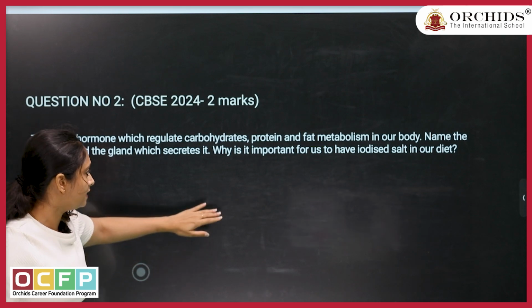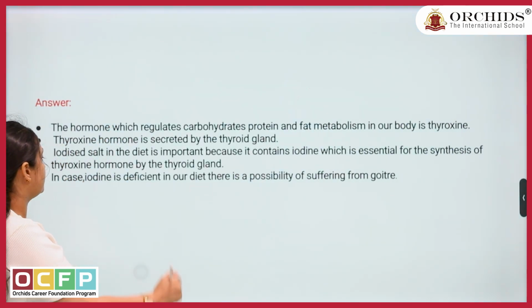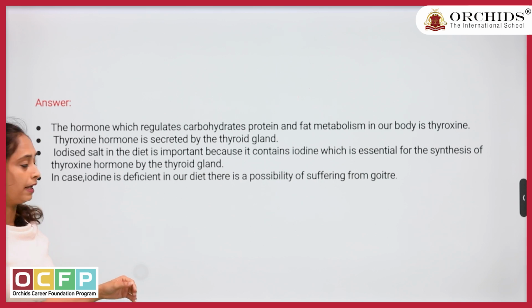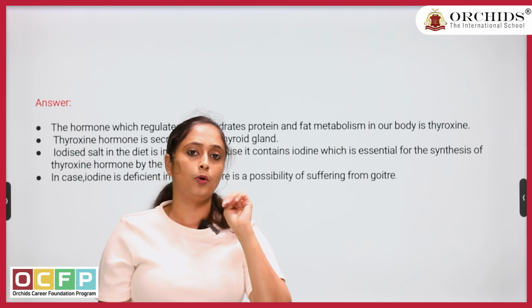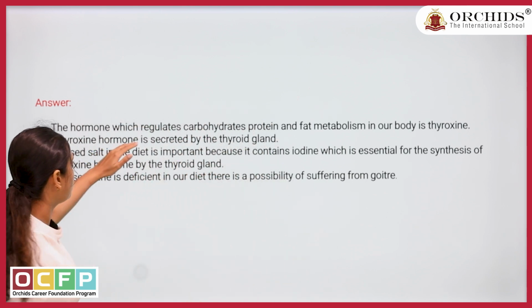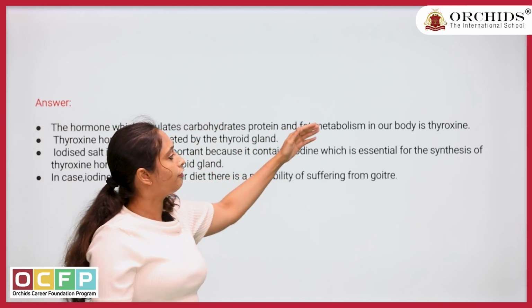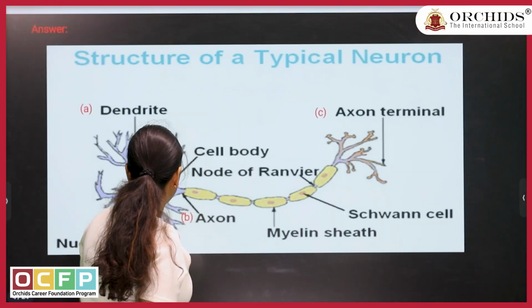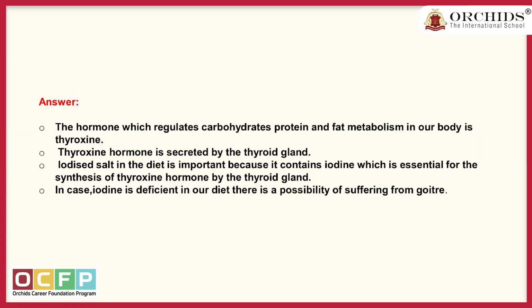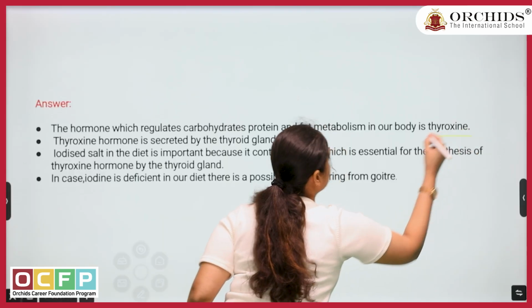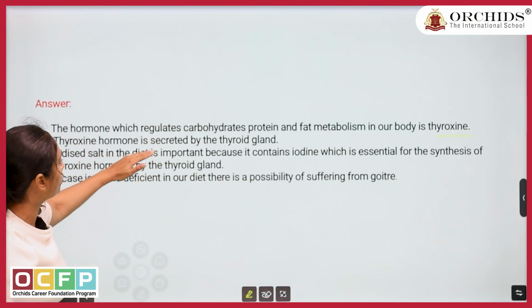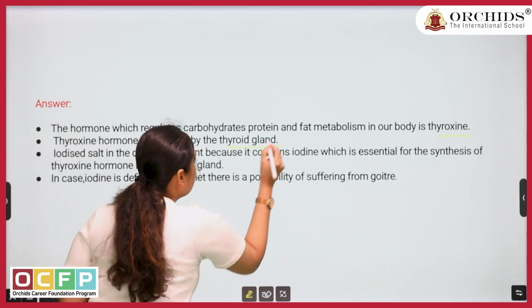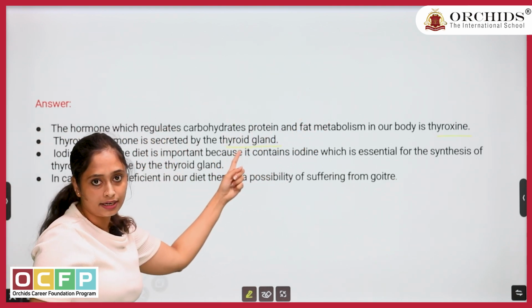So let's see the correct answer now. The answer is given point wise. You can see 4 points are mentioned. It's a 2-mark question, so at least 4 points you need to write. The hormone which regulates carbohydrate, protein and fat metabolism in our body is thyroxine, and the thyroxine hormone is secreted by the thyroid gland. So the hormone name as well as the gland name is mentioned.